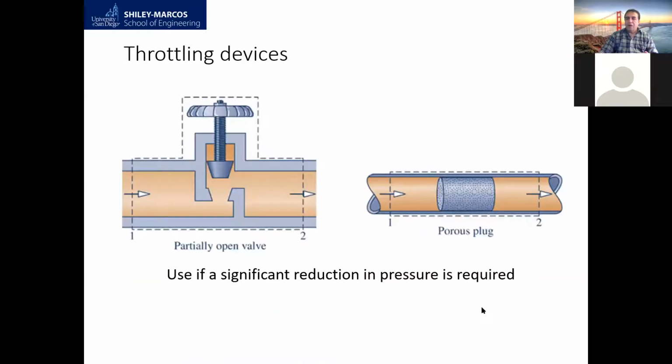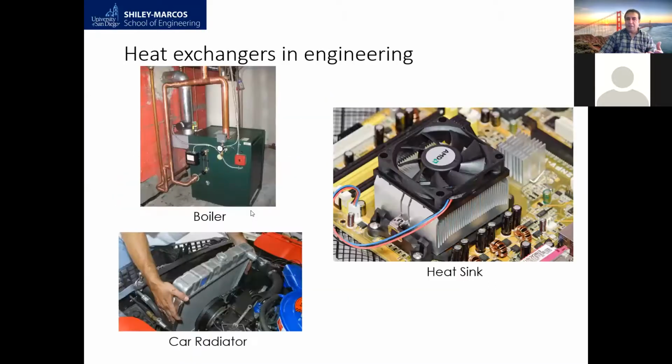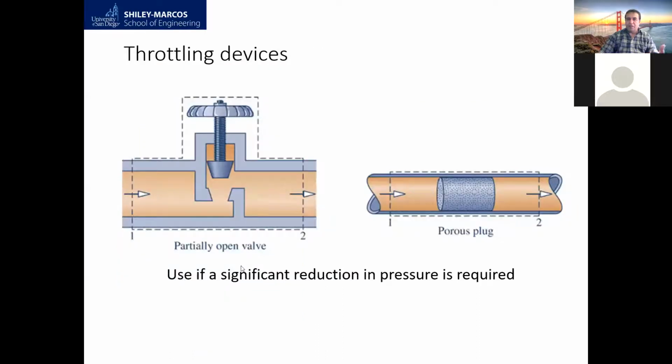Okay, so this is an example of a throttling device. You partially open it if a significant reduction in pressure is required. If the pressure is high, you can just, like a bleed valve, open it slowly, and then you can just reduce the pressure.